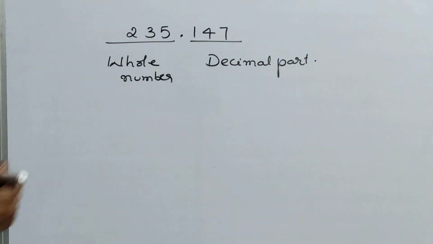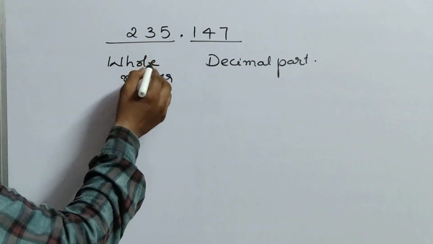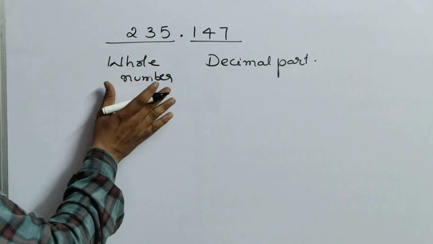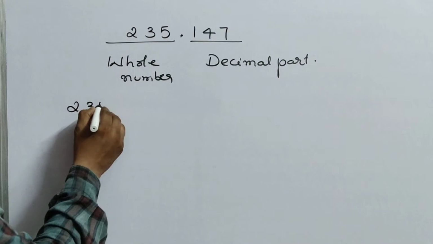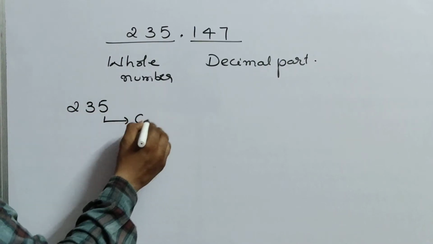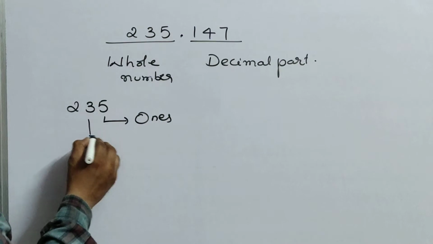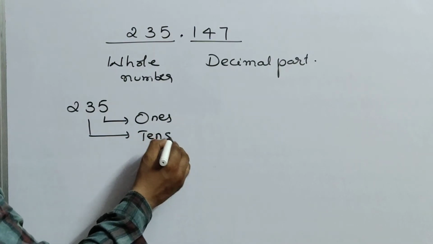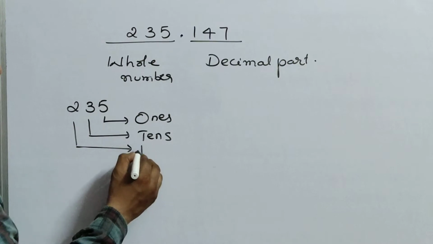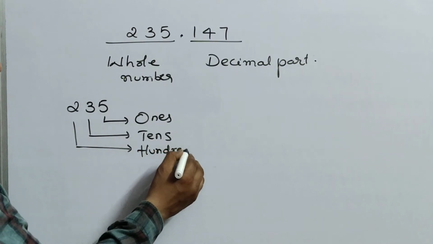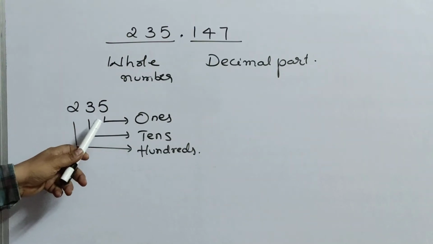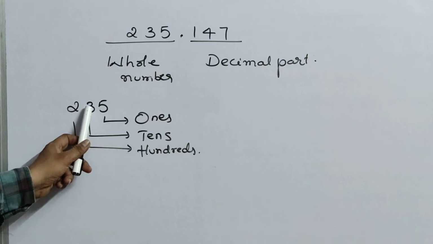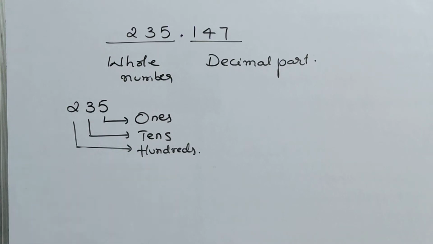Now, listen. Now I am going to tell you the place values. I am talking about whole numbers now. First I will take the whole number 235. So, 5 is in which place? Ones. Next, tens. Next, 2 is in hundreds. Okay, I took the whole number part and wrote the place values. 5 is in ones place, 3 is in tens place, 2 is in hundreds place.